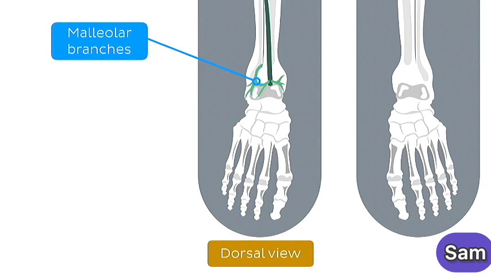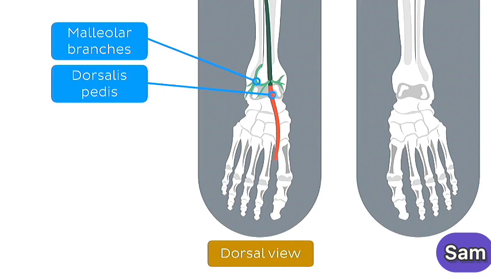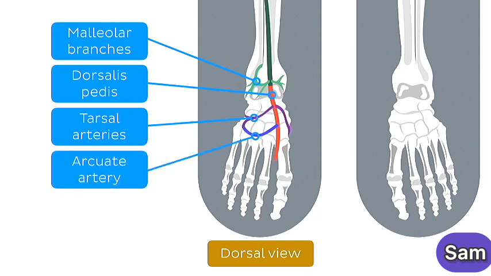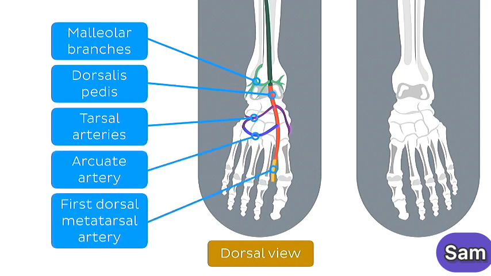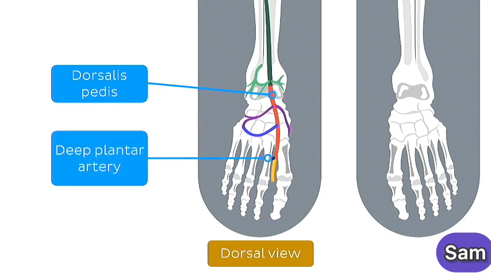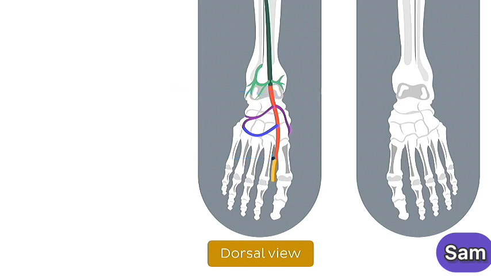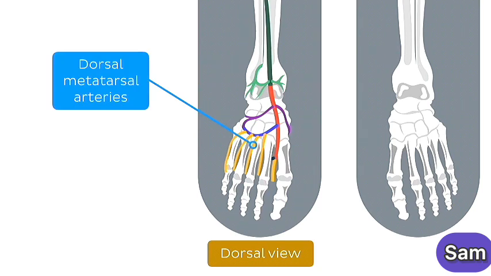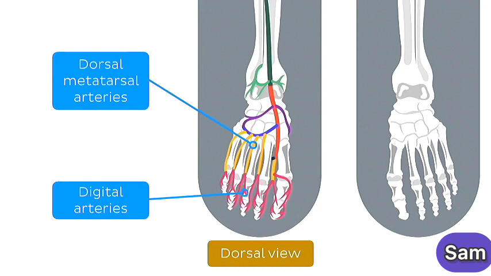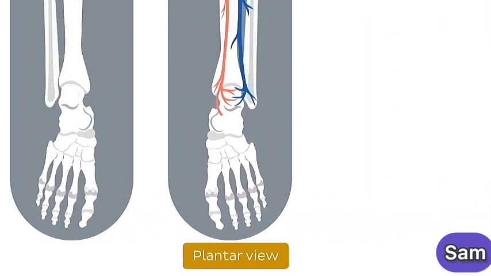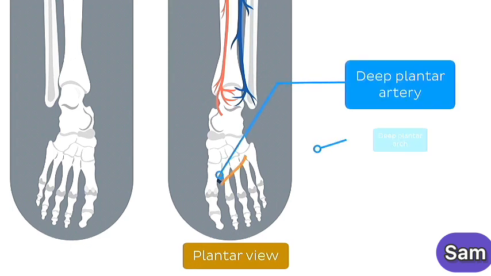The anterior tibial artery terminates at the anterior ankle and continues as the dorsalis pedis artery. The dorsalis pedis artery branches into the tarsal arteries, arcuate artery, and first dorsal metatarsal artery, before terminating as the deep plantar artery. The arcuate artery remains on the dorsum of the foot, giving off the dorsal metatarsal arteries, which supply digits 2 to 5. The first dorsal metatarsal artery, along with the rest of the dorsal metatarsal arteries, continue as the digital arteries to the toes or the digits. The deep plantar artery travels inferiorly to the sole of the foot to anastomose with the deep plantar arch.